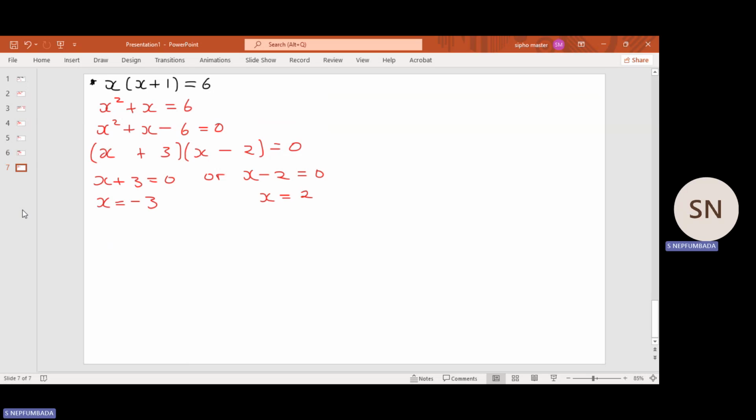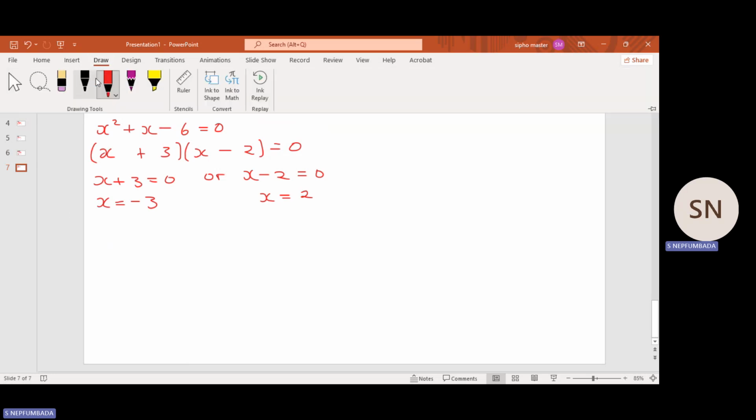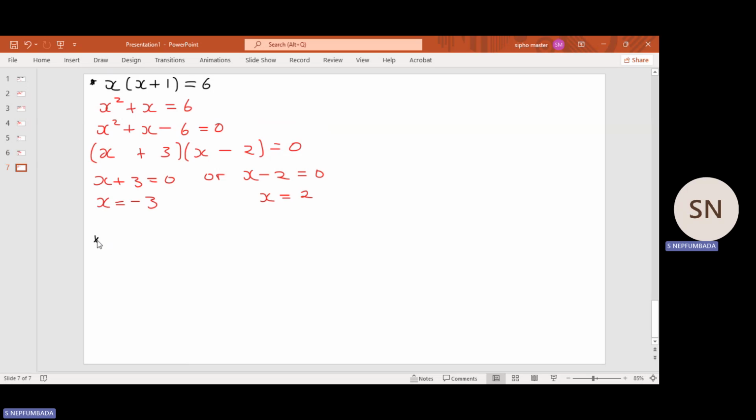I hope you are following. So now, there are other questions that will force you to use what we call the quadratic. All the questions that will be in the form of multiplication, and they say is equals to 0. So that's what you have to do. You must take the first brackets and you equate it with 0. Then you take the next bracket and you equate it with 0, like this.